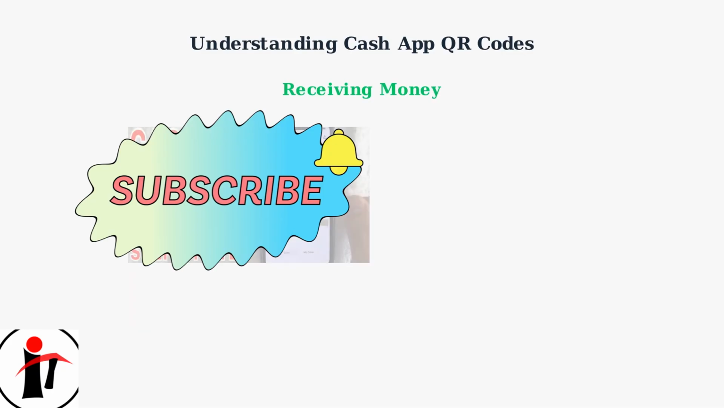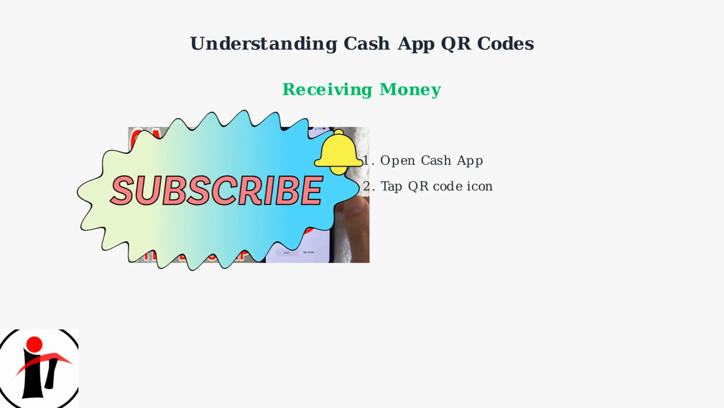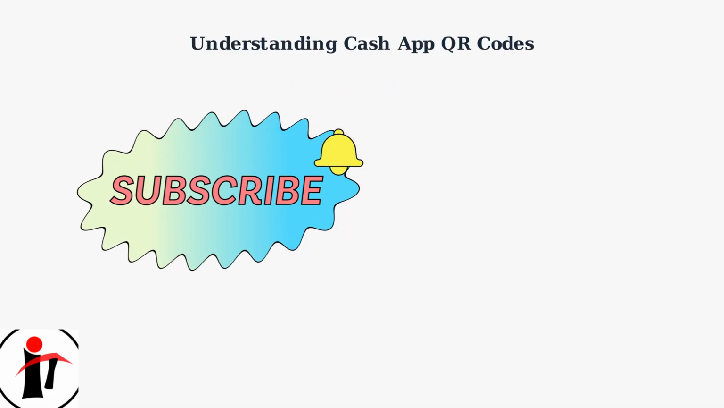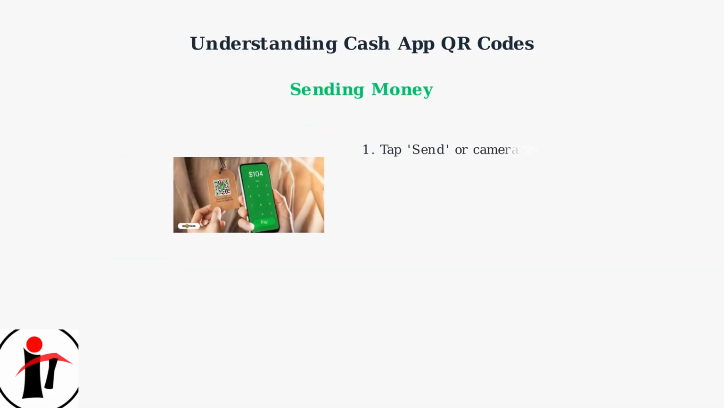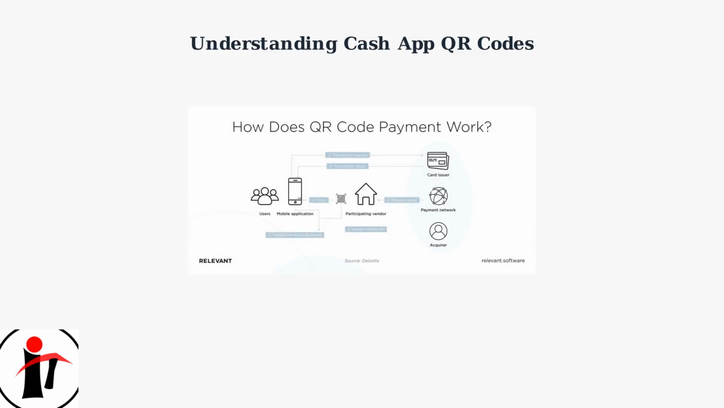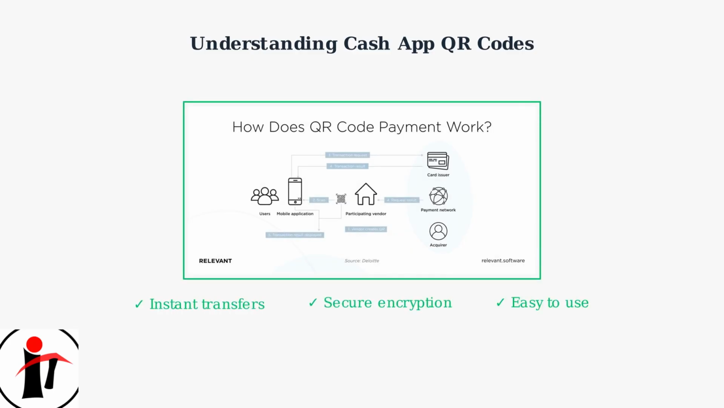Cash App QR codes have two primary functions: receiving money and sending money. Let's look at how to receive money first. To send money, the process is equally simple. You use your camera to scan someone else's QR code and enter the payment amount. The entire process uses secure encryption and happens instantly.